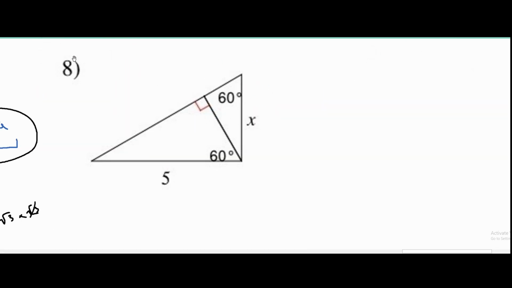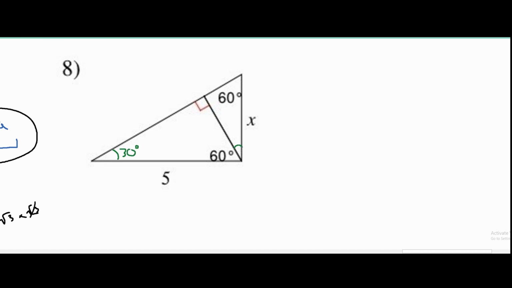Lastly, for number 8, we're given 2 more 30, 60, 90 triangles. However, the way that they're written can actually make it into a single triangle. So instead of looking at this as 2 different triangles, we're going to look at it as a single triangle like this.